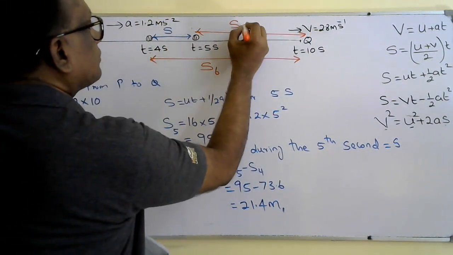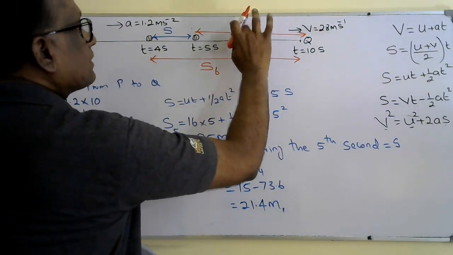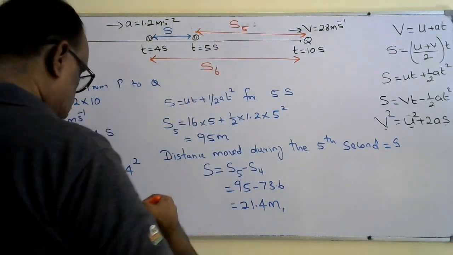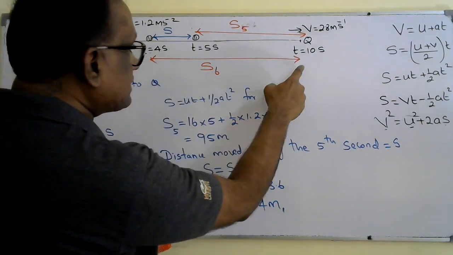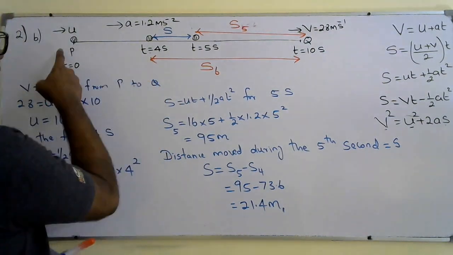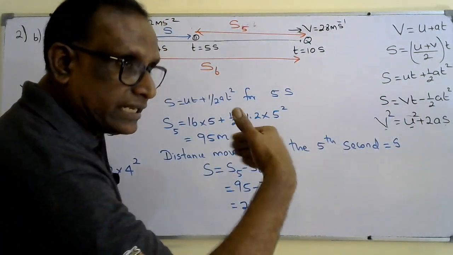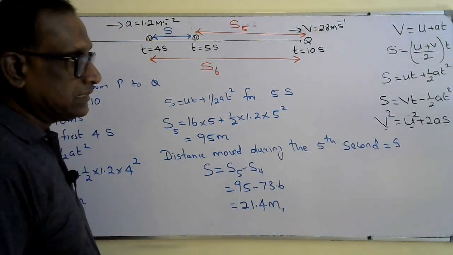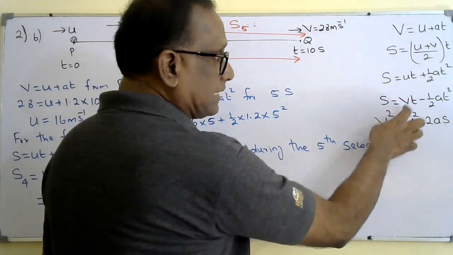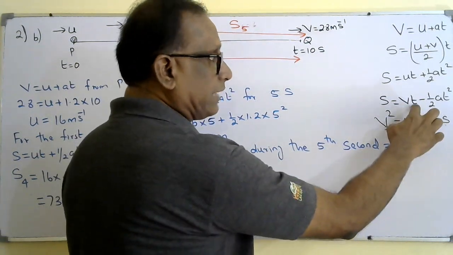S5: during the last 5 seconds, it's traveling this distance S5. During the last 6 seconds, it's traveling from this point to this point, because until this point it had traveled 4 seconds already. So this equation is related to the last time duration. This is after a particular time. This is if I know the speed at an instant, before that speed, during time t, the displacement.